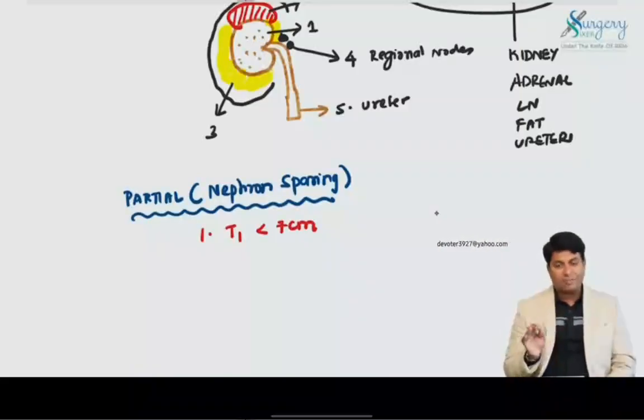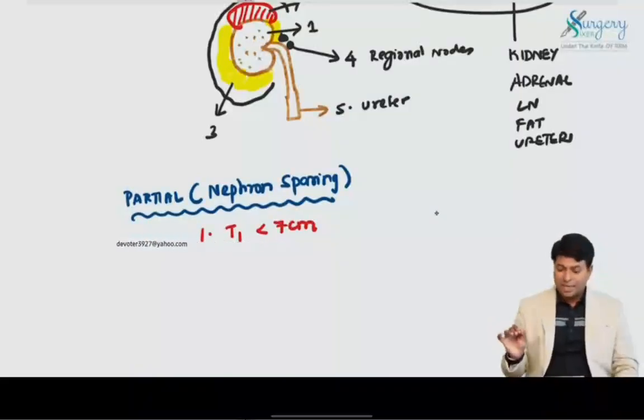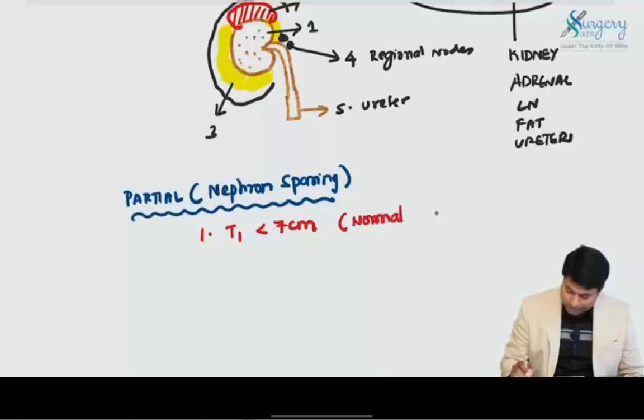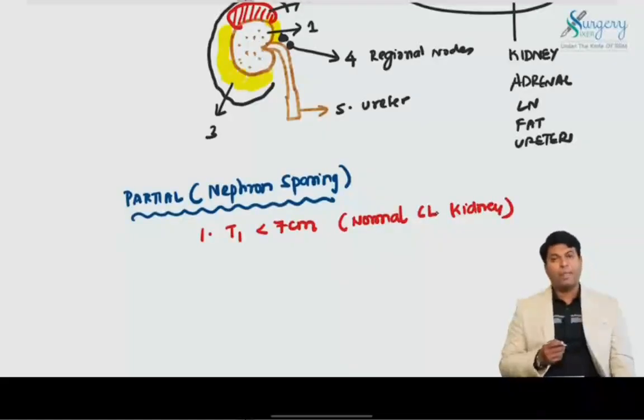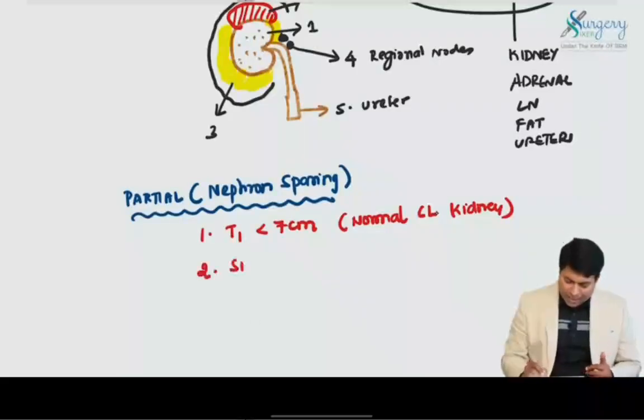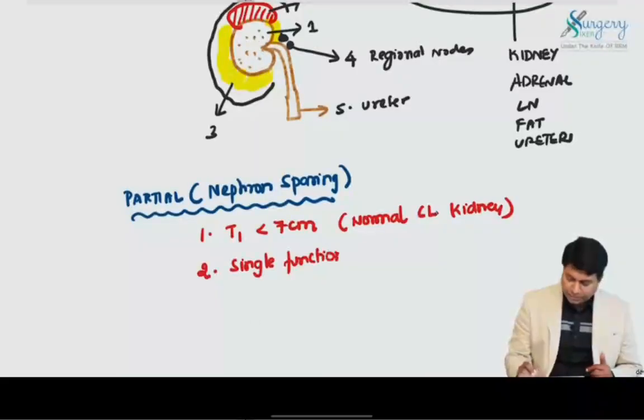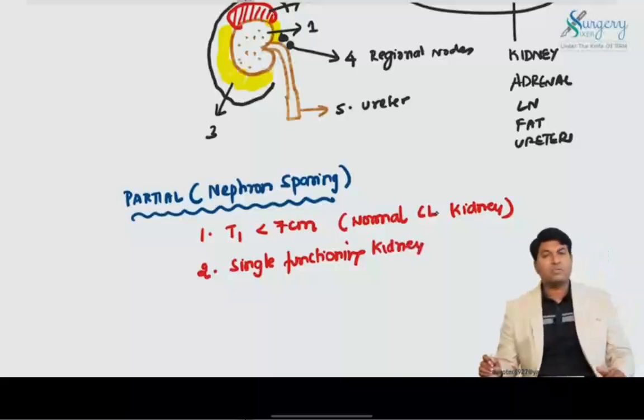The following is an indication of partial nephrectomy asked in the national board exam. T1 less than 7 centimeters, we can do it even in the presence of a normal opposite kidney. We can compromise a little if it is a single functioning kidney. If only one kidney is functioning and that kidney has a cancer, we can do nephron sparing surgery.